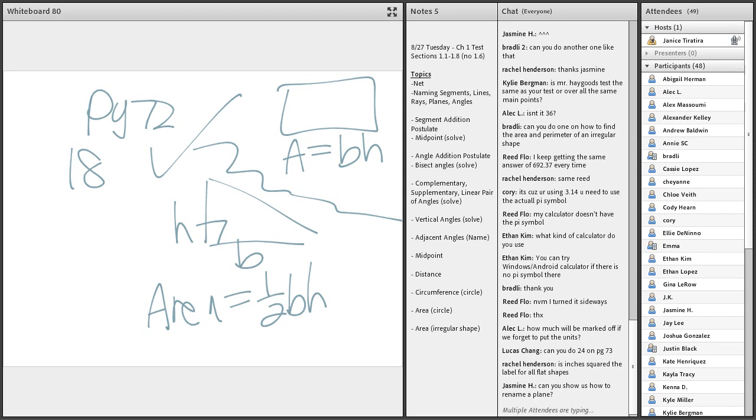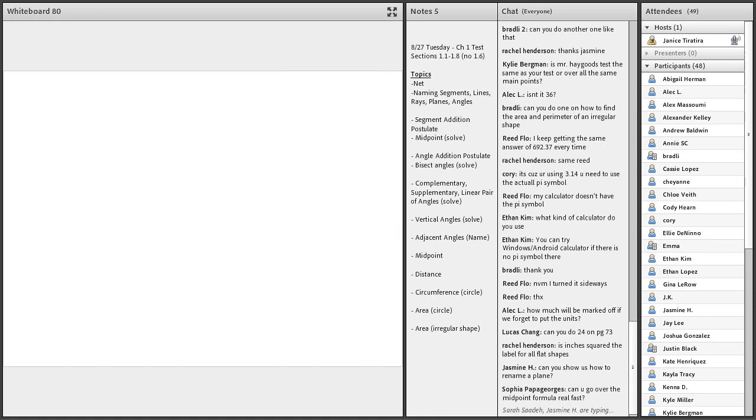Okay, let's do page 73, number 24. Oh, I see, you're using your phone, Reed. Yep, you gotta turn it sideways. All right, page 73, number 24. Okay, so let's see. 24. Yep.